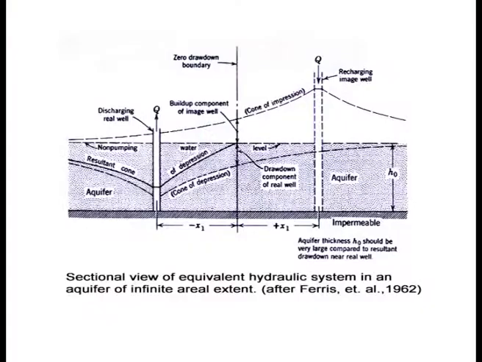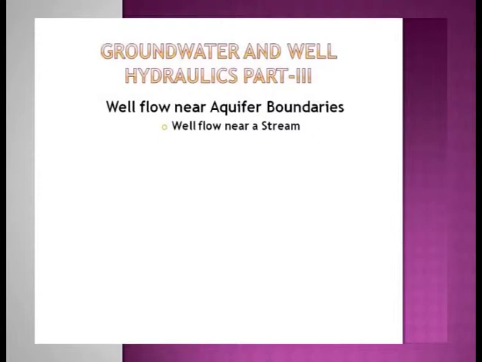This involves the image well theory or imaginary well theory. Our assumption is not valid when pumping a well near an aquifer boundary, so this should be analyzed using superposition, that is, the drawdown of two or more wells is the sum of the drawdown of each individual well. This is done by the well image theory. So first we will study the well near a stream.